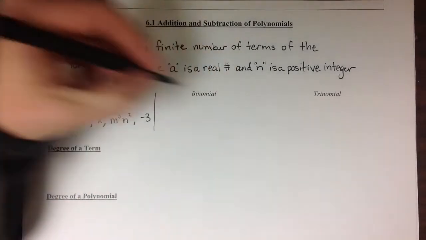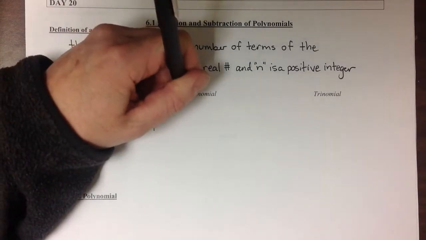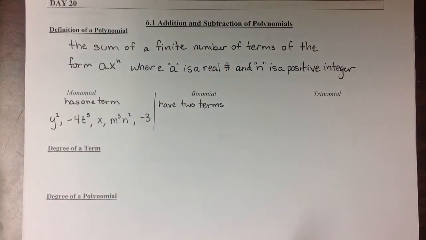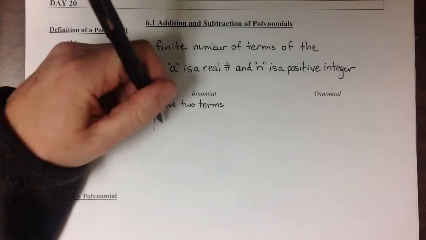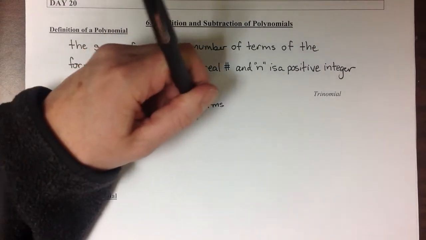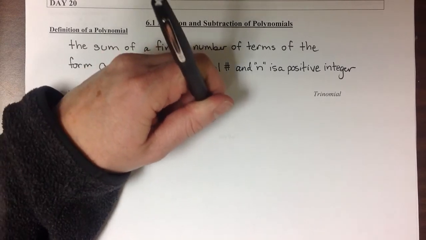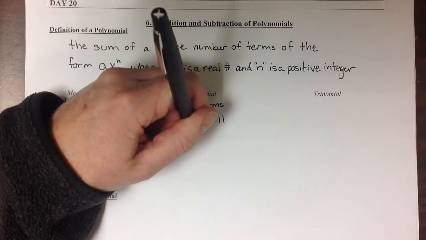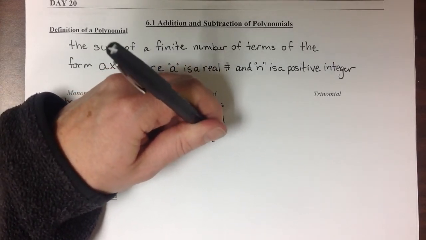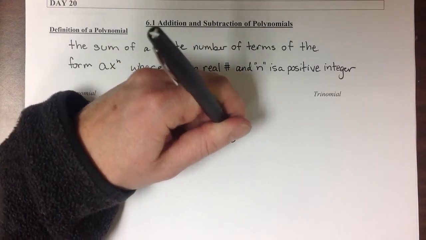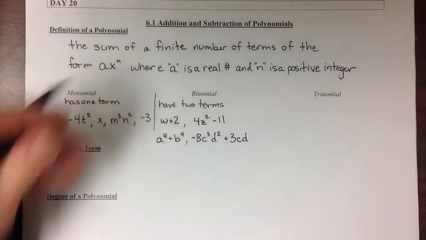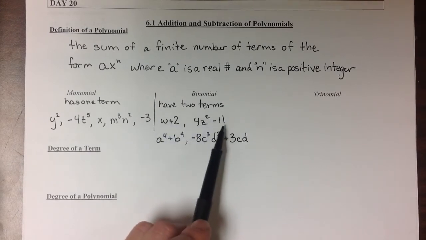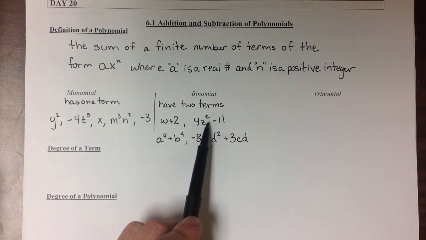The next set that we're going to look at are binomials. Binomials have two terms. So if we take any of these other terms that we had and we connect them with an addition sign, it becomes a binomial. So some examples for that might be w plus 2, or 4z squared minus 11, maybe a to the 4th plus b to the 4th, or a really big one, negative a c to the 3rd d to the 2nd plus 3cd. Any of those are binomials because w is a term, 2 is a term, they're connected by addition. 4z to the second is a term, negative 11 is a term, they are connected by this invisible addition here.